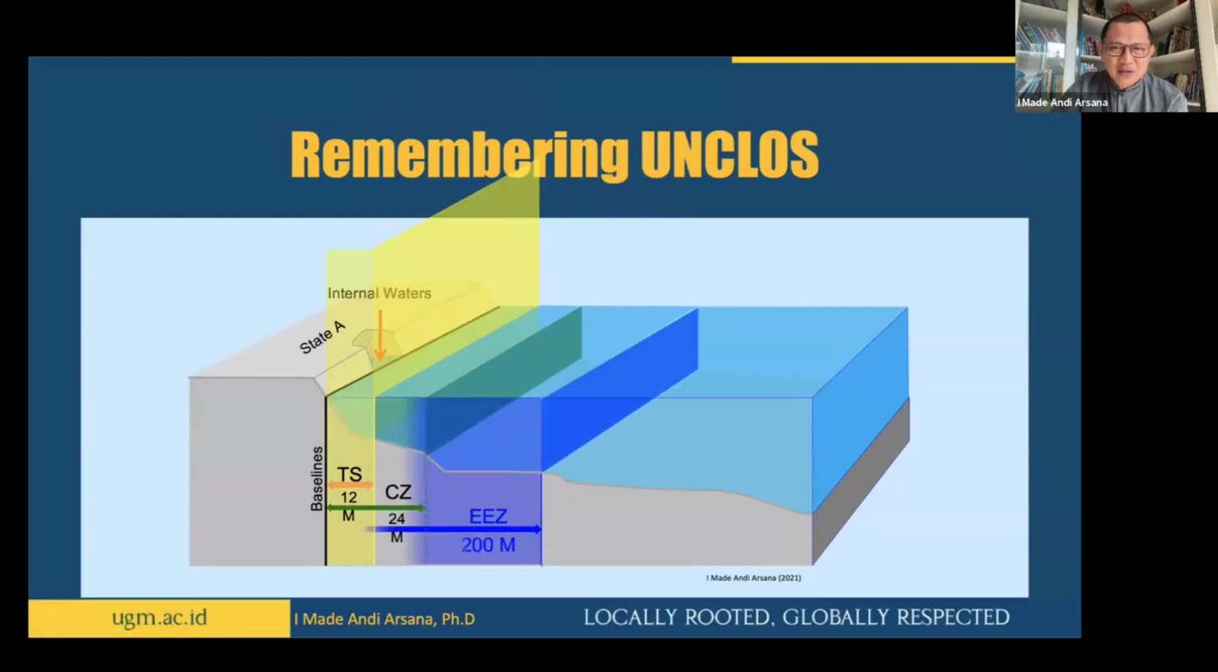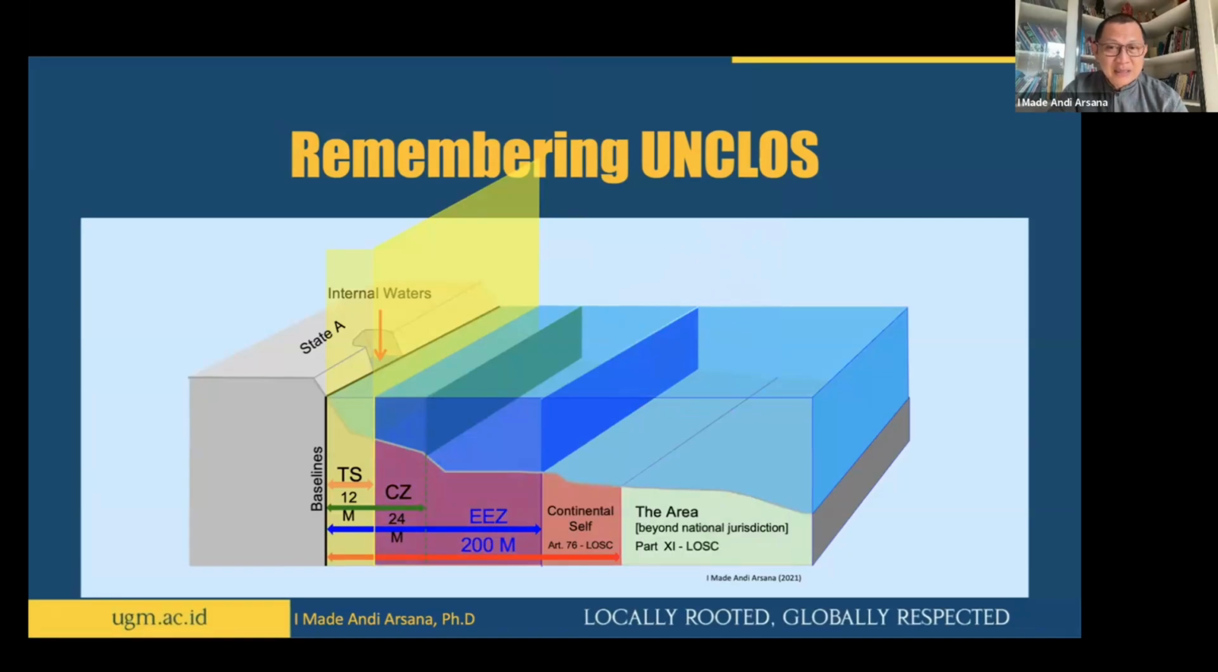We have the exclusive economic zone for 200 nautical miles, and beyond that is the continental shelf, which is actually only the seabed. Beyond that does not belong to a coastal state. It is called the area. And the water beyond 200 nautical miles is called the high seas, or laut bebas in bahasa Indonesia. So basically what I'm trying to say is that based on the United Nations Convention on the Law of the Sea, coastal states have various maritime zones that they are entitled to.